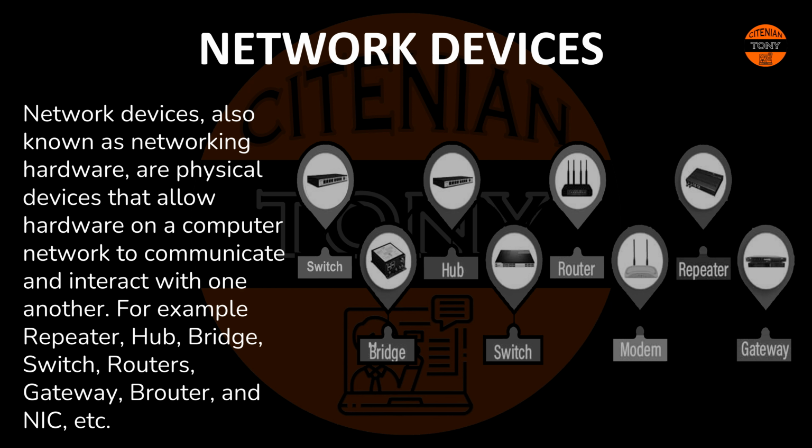Network devices, also known as networking hardware, are physical devices that allow hardware on a computer network to communicate and interact with one another. For example, repeater, hub, bridge, switch, router, gateway, and network interface card or NIC, etc.